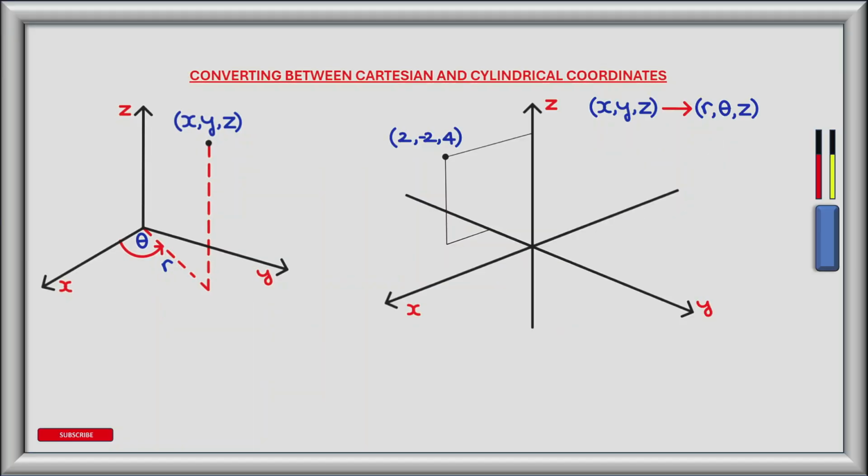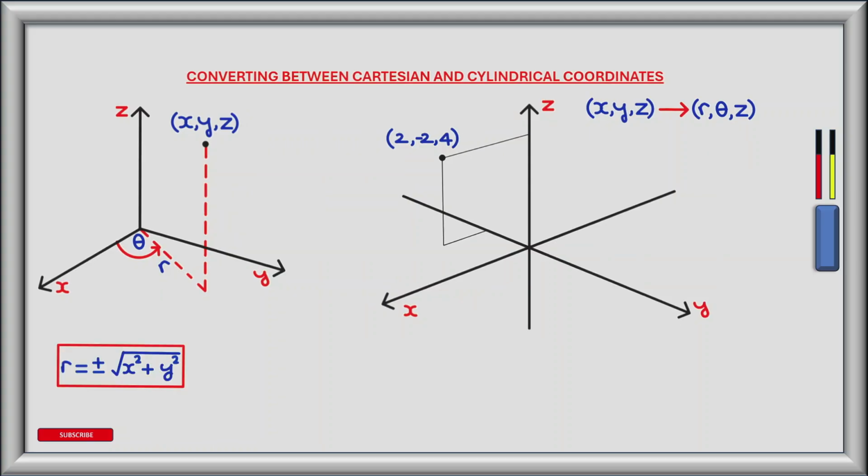Let's now look at an example where we convert a point in Cartesian coordinates to its equivalent in cylindrical coordinates. So we're going from x, y and z to r, theta and z. Our point in Cartesian coordinates is (2, -2, 4). So x is equal to 2, y is equal to -2 and z is equal to 4. And I've marked this point on the diagram.